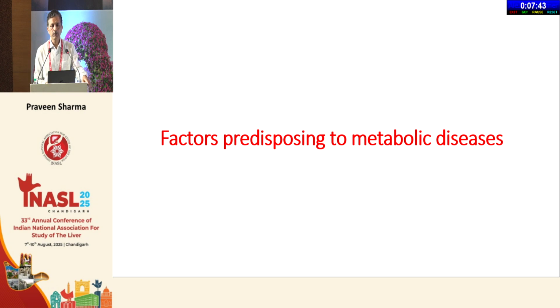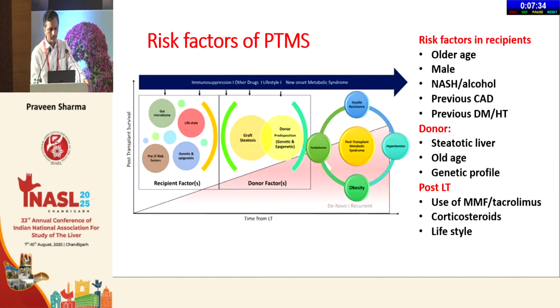So what are the factors which predispose to this metabolic complication? How do we know which patients will probably develop cardiometabolic complications after transplant? They could be because of recipient-based factors, donor-based factors, or post-transplant factors. But how do we know? The risk factors in a patient who is old, maybe 50 years plus, who is male, has a cirrhotic etiology because of MASH or alcohol, or a previous history of CAD, diabetes, hypertension: these patients have increased chances of a cardiovascular event.